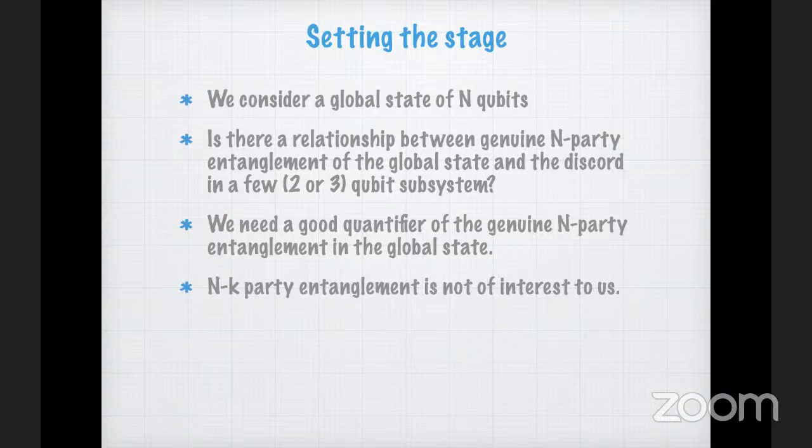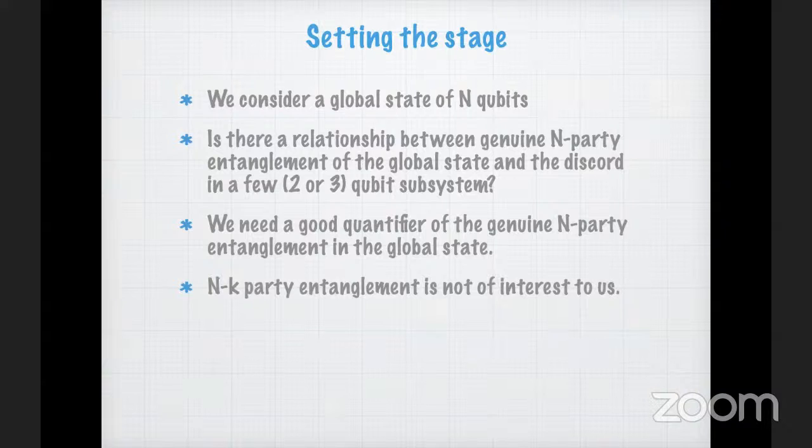For a generic n-qubit state, we have to compute a genuine n-party entanglement measure on the global state. Of course, that is always a challenging task to identify, and much more challenging to compute. We're not particularly interested in n-k party entanglement, including bipartite entanglement, or the average of bipartite entanglement over all the n systems, etc.